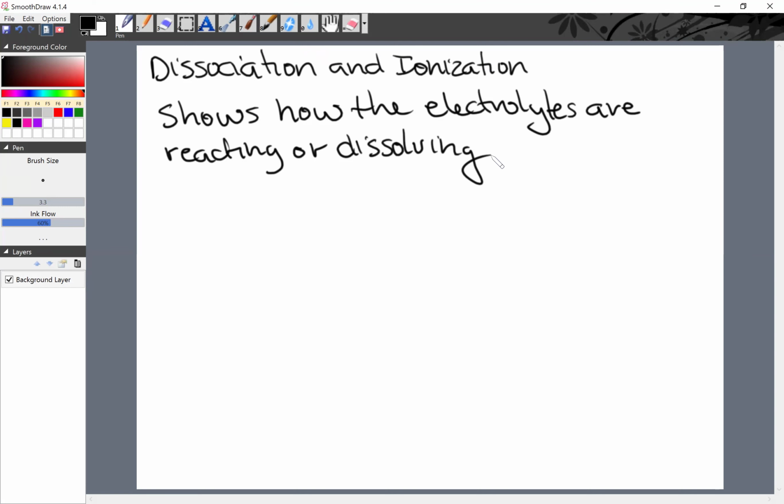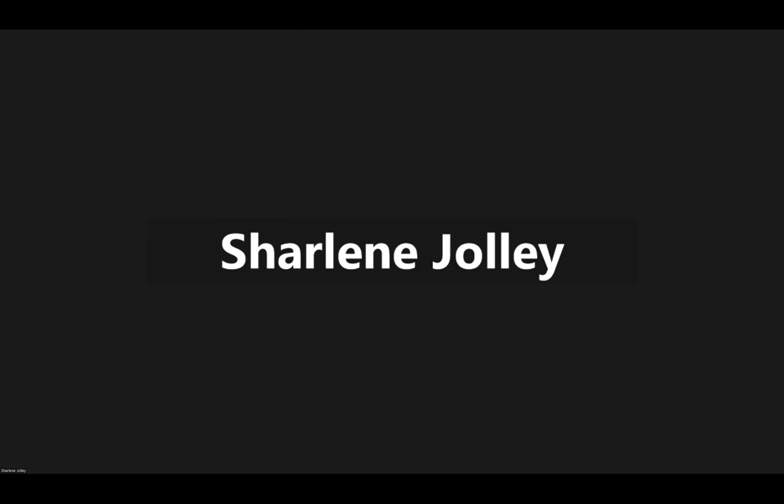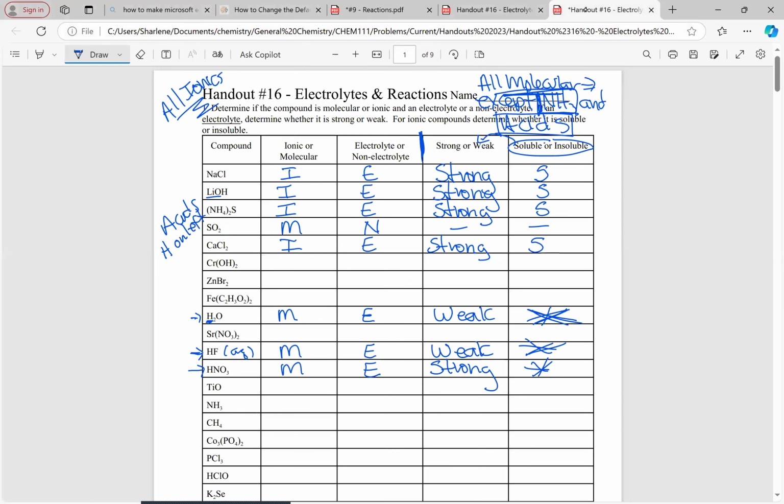So number one, we're going to go back to that handout, which is right here. Every time you answer one of these questions, you should be able to write out an equation for it. You'll know whether to write out a dissociation or an ionization because all ionics are written as dissociations and all moleculars are written as ionizations or nothing. Remember, we're just talking about electrolytes right now. Can moleculars dissolve in water? Yes, they can, but those aren't the ones I'm interested in right now.